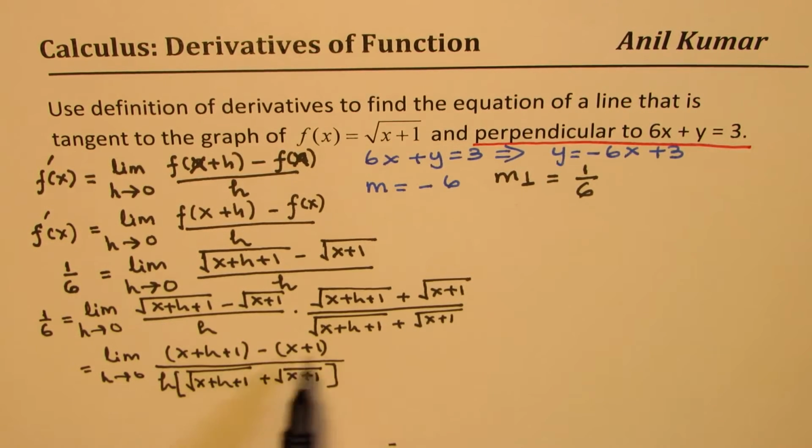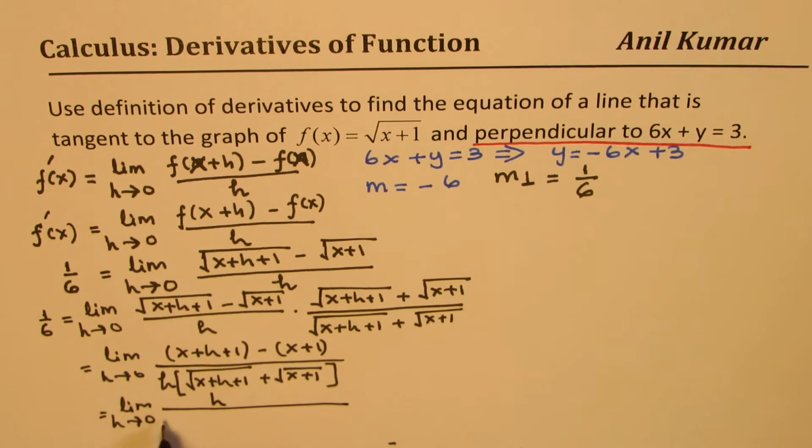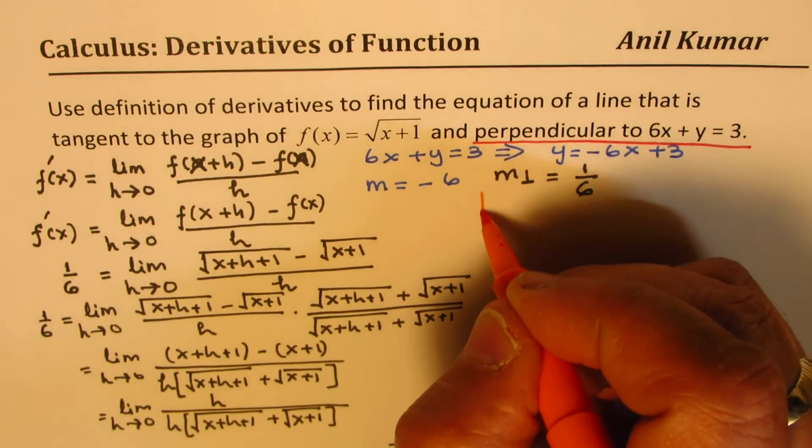Now when you open the numerator, what do you get? You get this as limit h approaches 0, x and x cancel, plus 1 cancel, you're left with h, right? So h over all this, square root of x plus h plus 1 plus square root of x plus 1. Clear? Now we'll take it to the right side and solve it further.